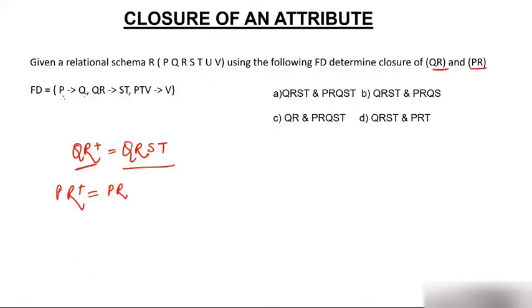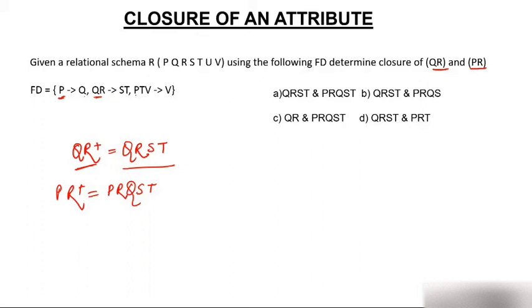Fine. Okay. Is there P? Yes, P. Now P can determine Q, so Q will come. Fine. QR. Is there QR? Yes, there is QR. QR or RQ, both are same. Yes, with QR you can determine ST. S and T. Write S and T over here.